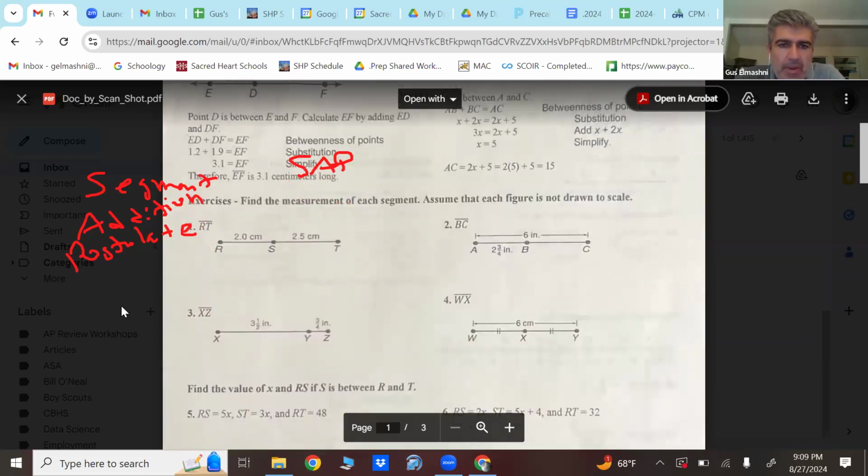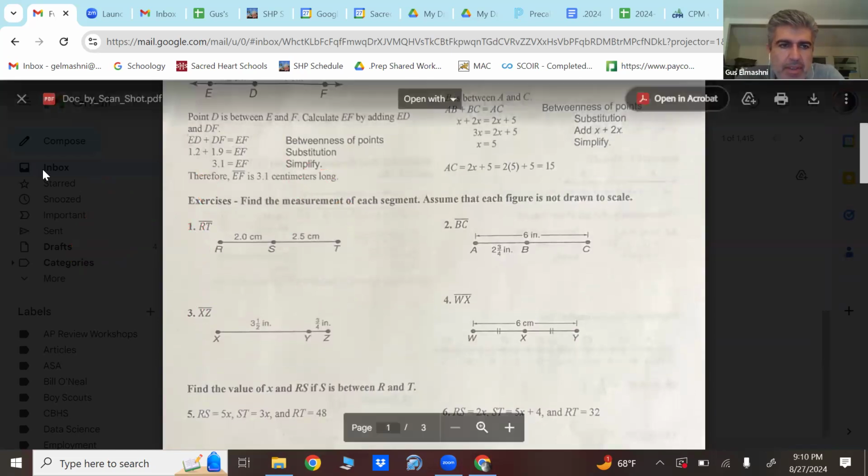So for here, you have to find the measure of each segment. Assume that each figure is not drawn to scale. Just add those two together. It's not that hard, right? It's just 4.5 centimeters. So if you look at number 3, we're just going to add those two together.